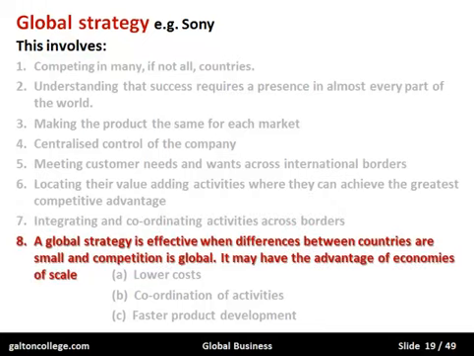A global strategy is effective when differences between countries are small and competition is global. It may have the advantages of economies of scale. So global strategy is effective when differences between countries are small. If there are big differences between countries, then the company will have more problem in tweaking its operations to suit different countries, different cultures, different economic systems, different ways of working, different education systems. The companies will have to adjust quite radically to different countries. But if all the countries it enters are very similar, then of course it can reap the advantages of globalization easier.